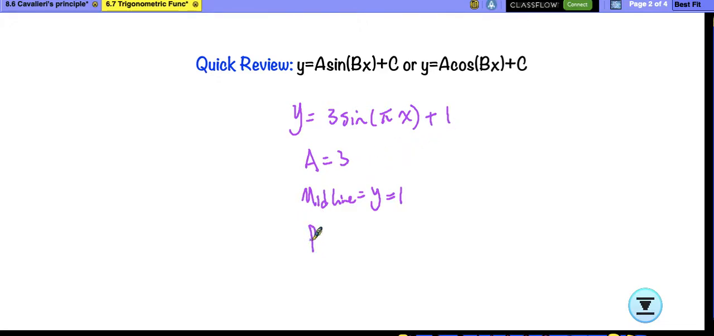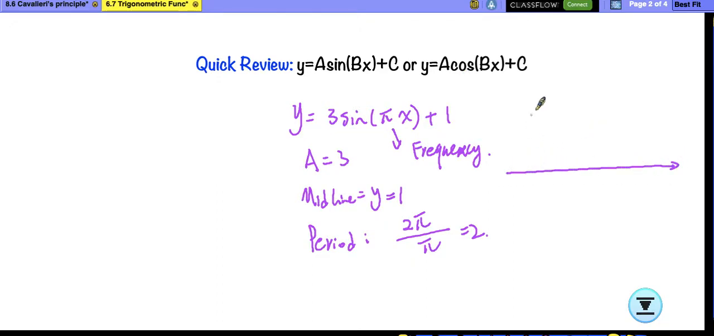For the period, some students might say, is that pi? Because that's the only number left. It's actually related to pi. The number in front of x tells us the frequency. I don't know if you still remember that. The period is 2 pi over pi, which is 2. Some students might wonder how this information helps us. It actually helps us draw the function.